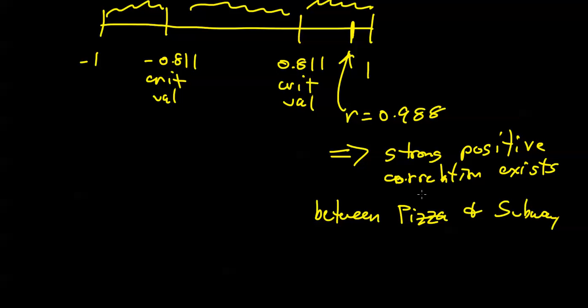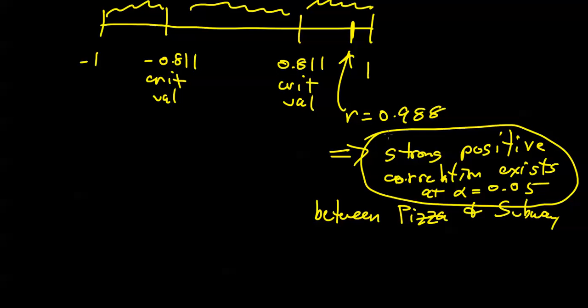And I suppose I should state the significance level here, because your answer might change depending on your significance level. Alright, so strong positive correlation exists at alpha equals 0.05 for our pizza and subway data. Okay.